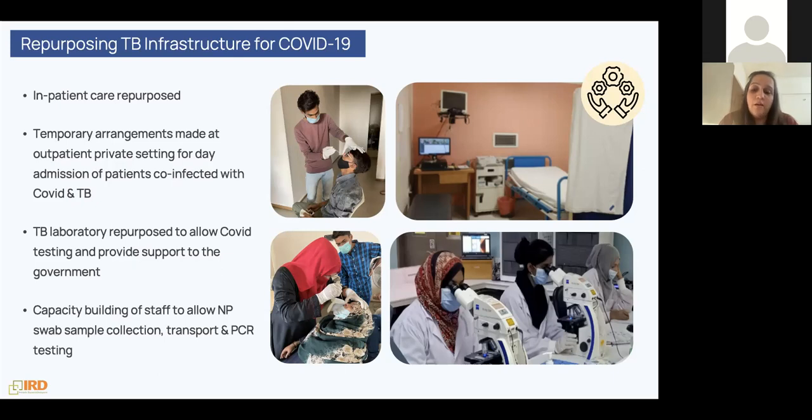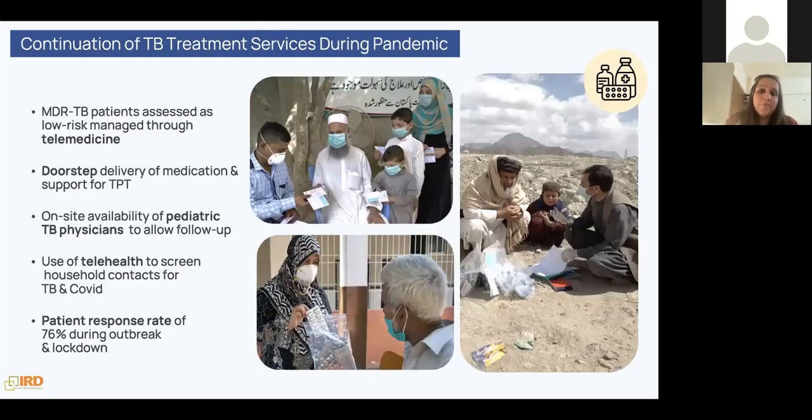Our model was basically a task shifting model. We used lay health workers and we trained them on nasopharyngeal swab sample collection. We built capacity so that there was greater access across the city, and we were able to deliver more. We also worked on continuation of TB treatment services during this pandemic.